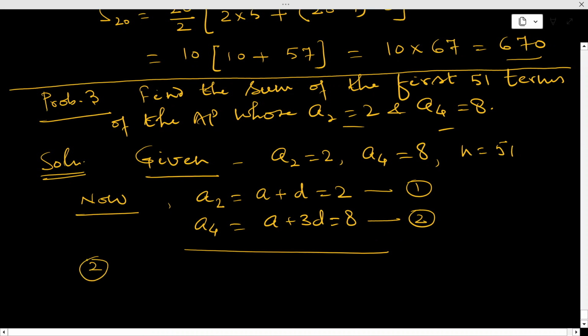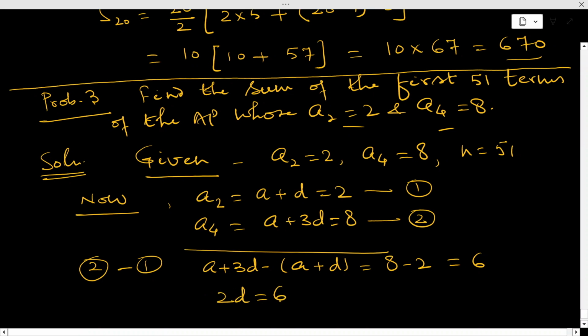Now if you are subtracting equation number 1 from 2, this will be A plus 3D minus A plus D, and on the right hand side we are having 8 minus 2, which is 6. So from here you will obtain 2D is equal to 6, which gives you the value of D as 3. Okay.